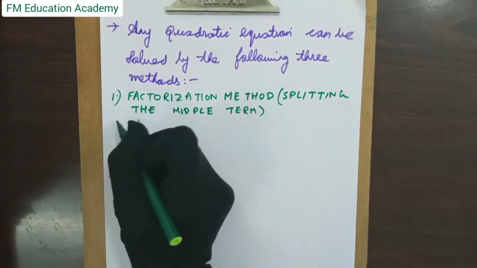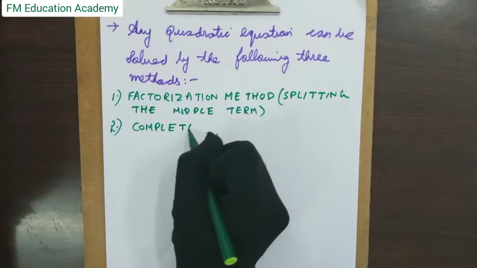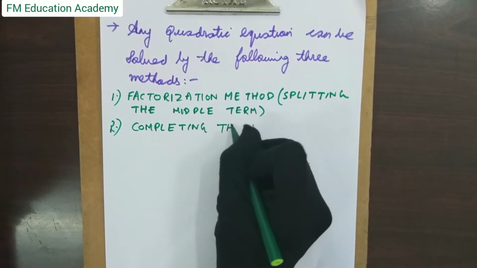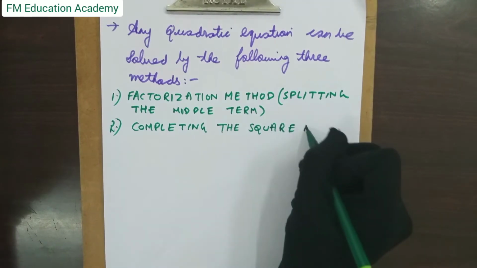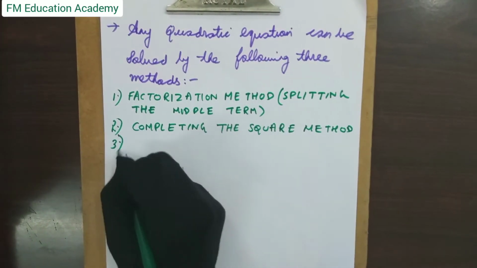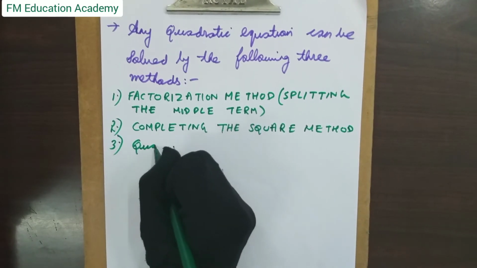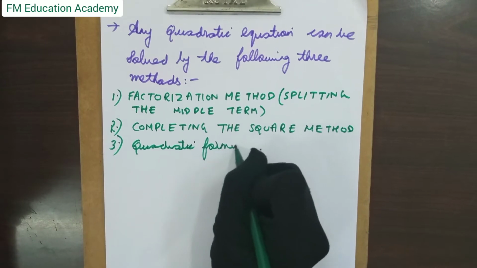Then we can also use the completing the square method. We'll discuss it later, just remember the methods. Then a quadratic equation can also be solved by the quadratic formula method. So what is the quadratic formula method?